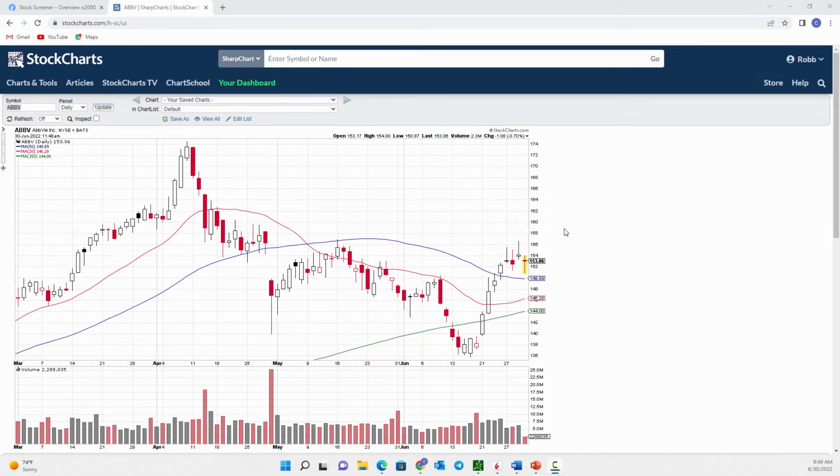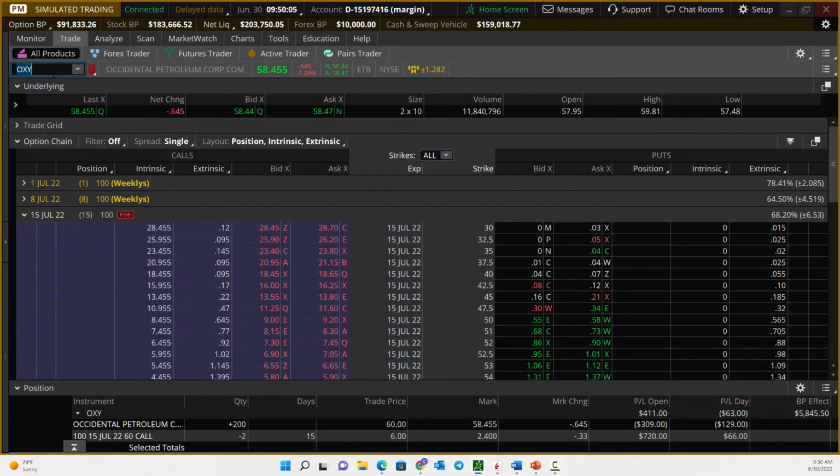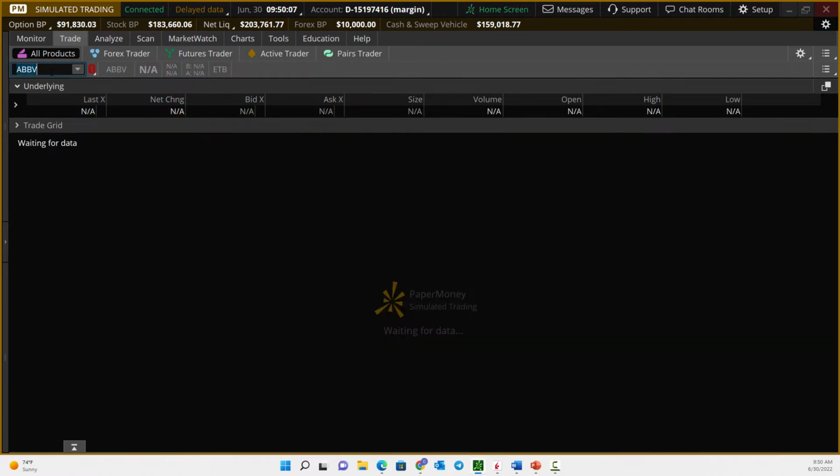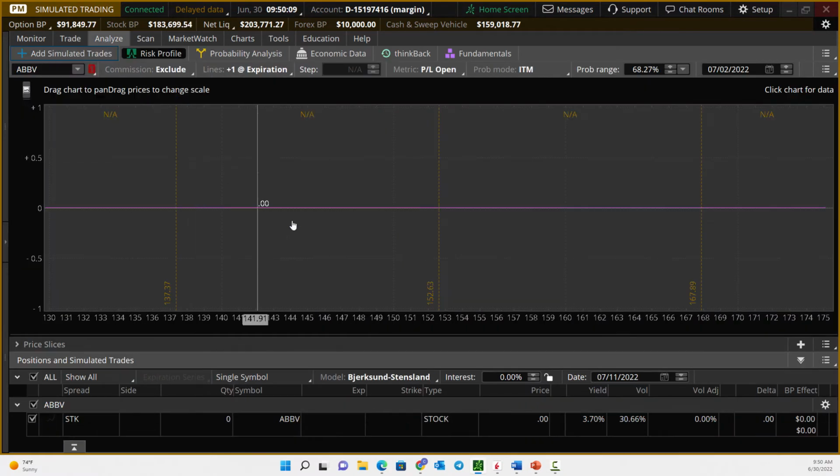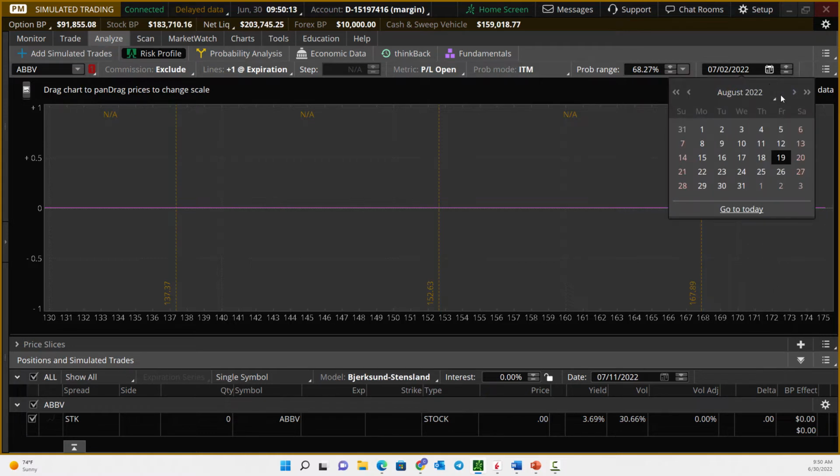But it's also about the volatility in the markets and getting a sense of where this stock is likely to go based on probabilities. If I come into ABV, there's a couple of ways I can do this. I could go here in the Analyze tab and go out in time.